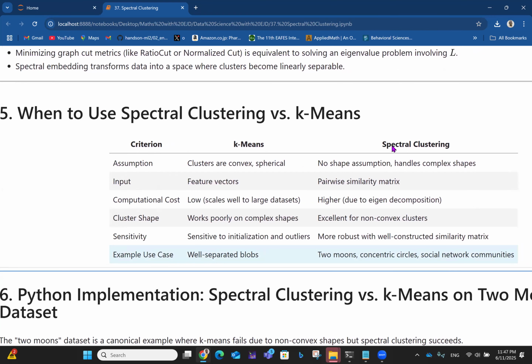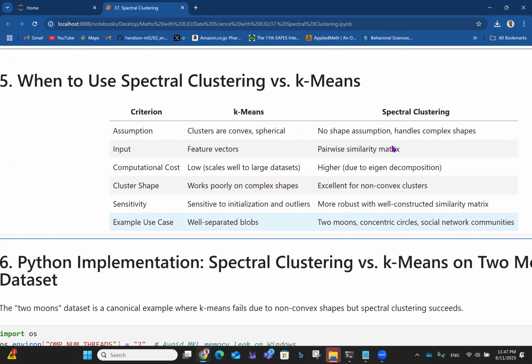So when to use spectral clustering versus k-means, right? Number one, based on what assumption? If clusters are convex and spherical, you use k-means. If clusters have no shape assumption and you need to handle complex shapes, then you use spectral clustering. For the input, if you have feature vectors, you use k-means. If you have a pairwise similarity matrix, you use spectral clustering.